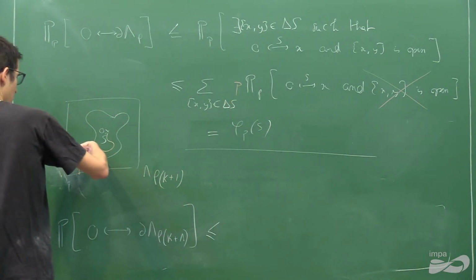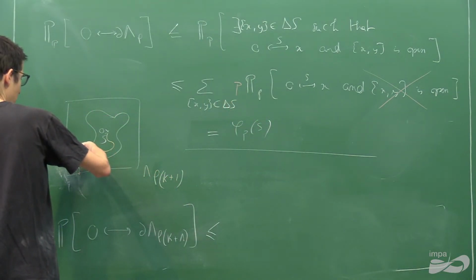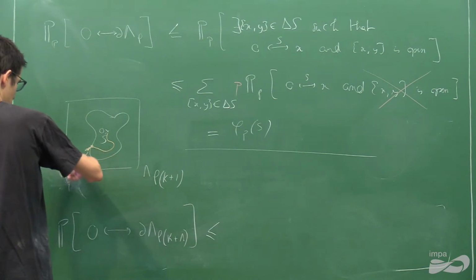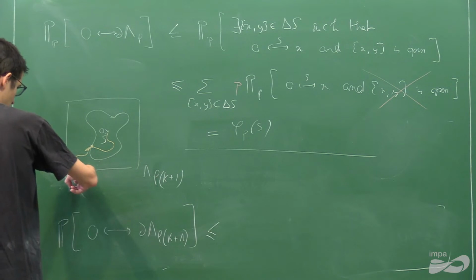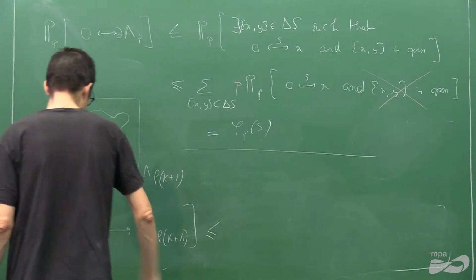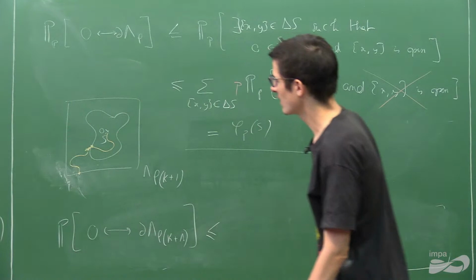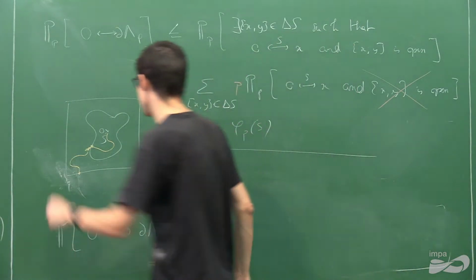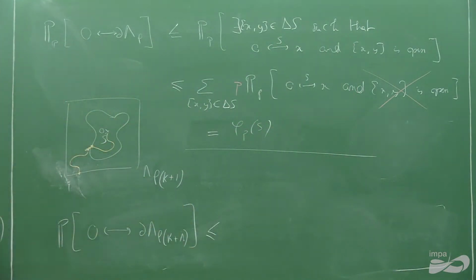Then X is connected to Y. And then Y is connected to the boundary. The thing is that this path, which is linking 0 to the boundary, I can choose it to be self-avoiding. I just take a path that connects 0 to the boundary, and if it's necessary, I just erase the loop that I'm forming when I follow this path.